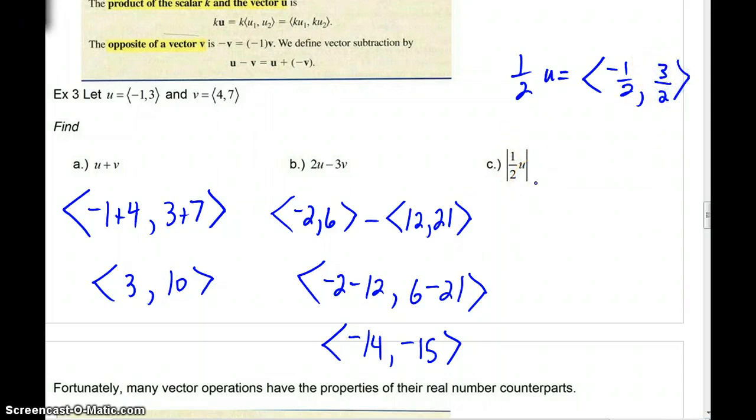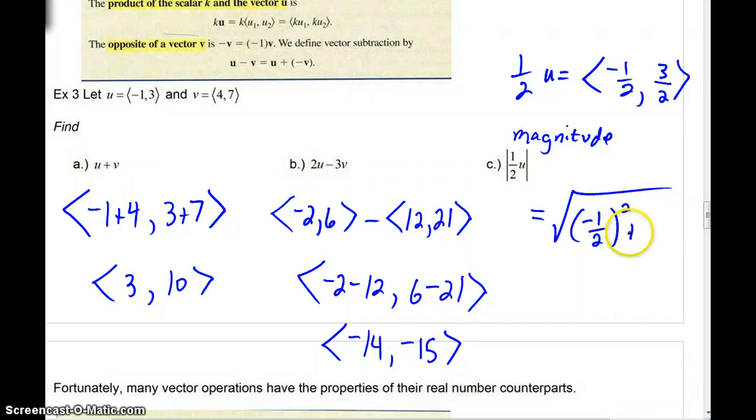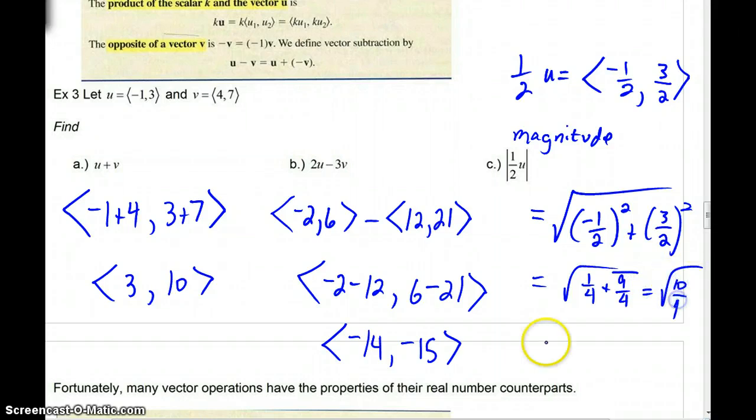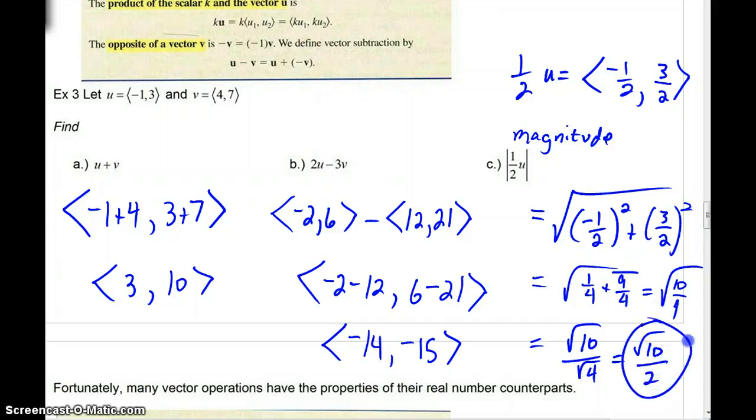But what does this absolute value mean? It really means find the magnitude. And the magnitude, as we said earlier, is very simply the Pythagorean theorem. We could graph this out with an x component and a y component, but in the end, we're going back to the Pythagorean theorem. -1/2 squared is 1/4. 3/2 squared would get you 9/4. Add these together, you'll have 10/4. Now, of course, that would become the square root of 10 all over the square root of 4. And we all know the square root of 4 is just 2.